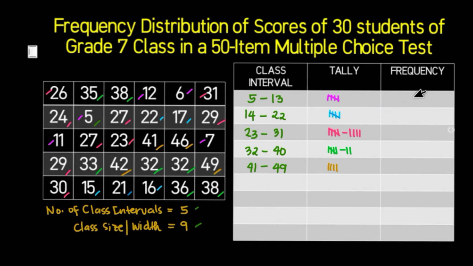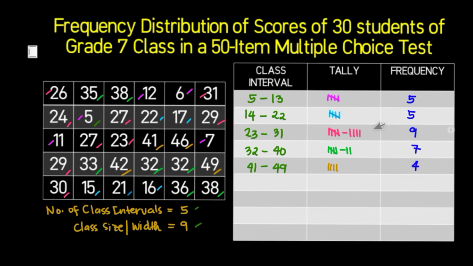So, ilagay na po natin yung frequency. Yung mga tally na yan, ilalagay lang po natin dito as number. Since 5 yung tally, sulat po natin 5. And then ito, 5 din po. Ito naman po ay 9. Ito po ay 7. And then ito po ay 4.